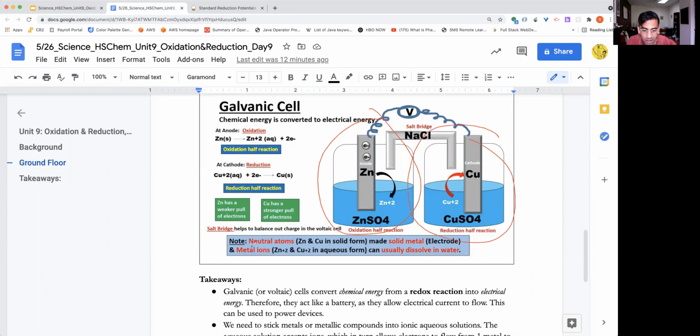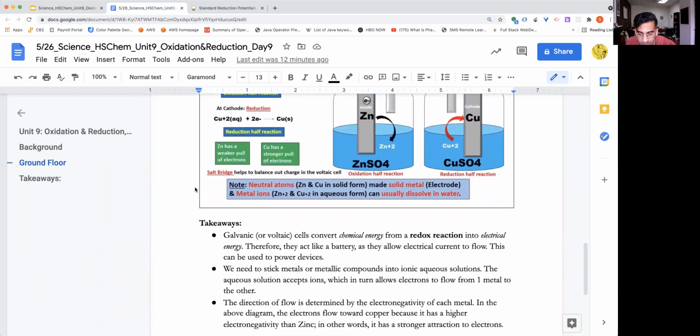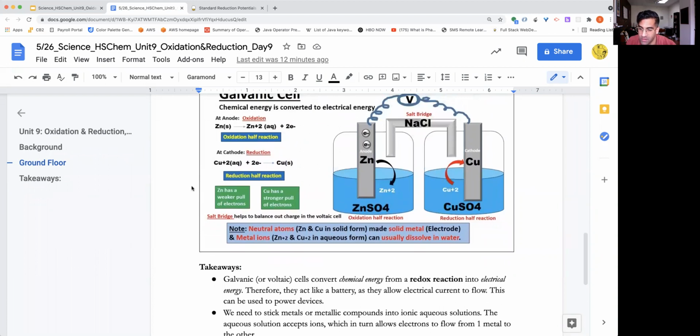All right. Now, since we know that, we can see how the salt bridge balances out the difference between these 2 half cells that's created by the passing of current. But it is crucial that these are dipped into an aqueous solution. If these were dipped into dry ZnSO4 and CuSO4, it would not work. We need an aqueous solution in order for there to be a reaction and for ions to pass into it.